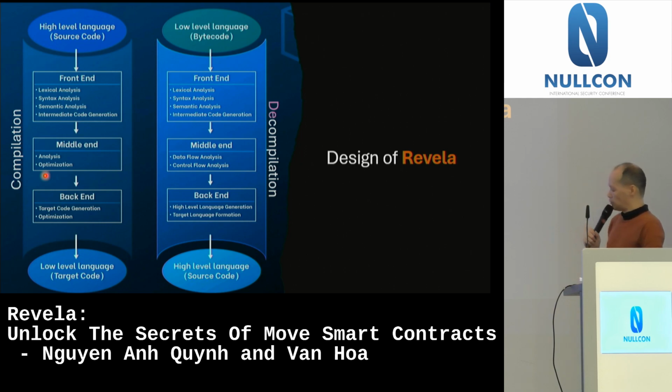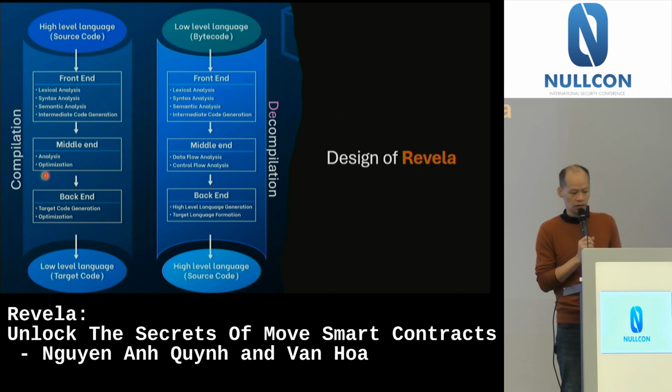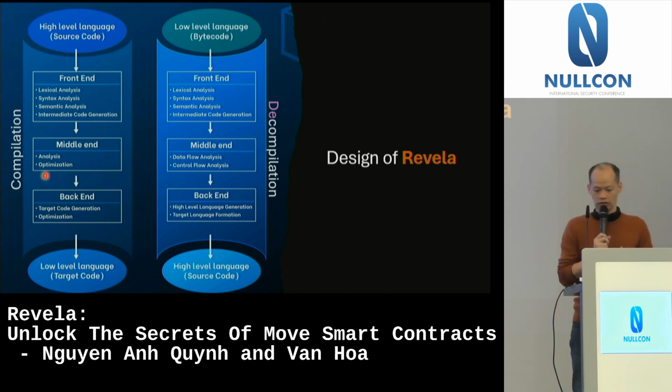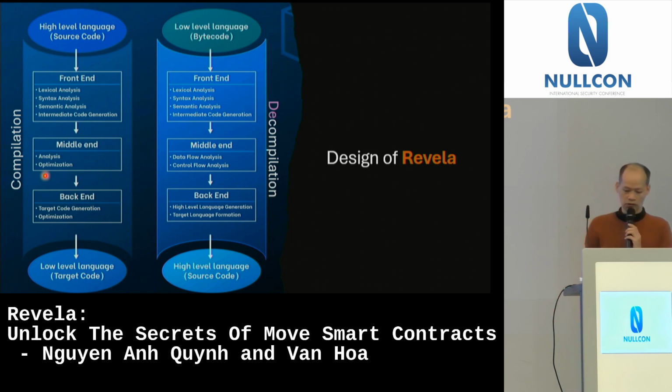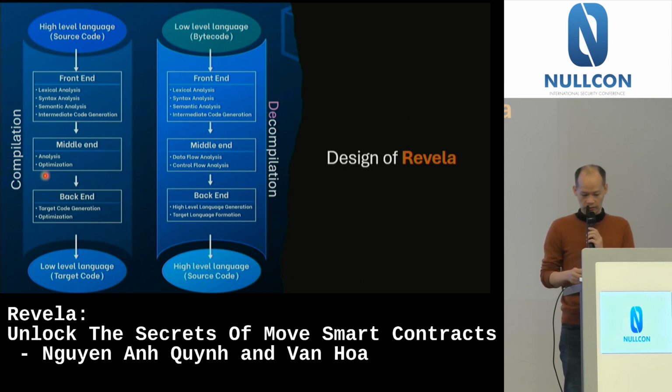For the design of the compiler and decompiler, they are quite similar. They both consist of a front-end, middle-end, and back-end. The front-end tries to analyze the input and lower it to some intermediate representation code. After that, the middle-end will perform some optimization. The output of the middle-end will be sent to the back-end, and the back-end will try to rebuild, to restructure the high-level source code from the code sent to it by the middle-end.